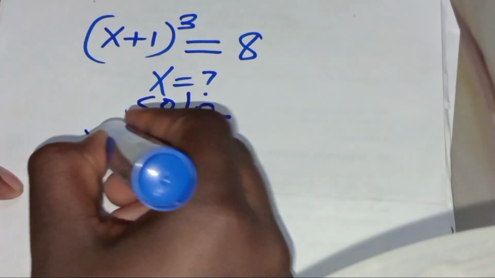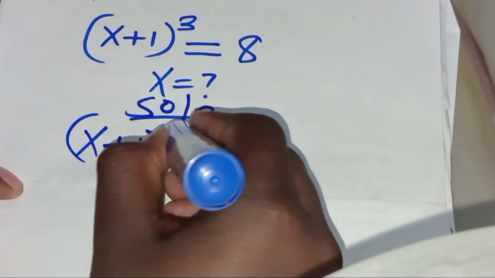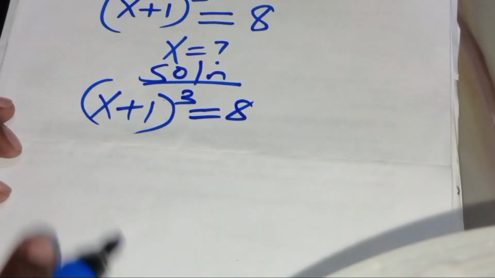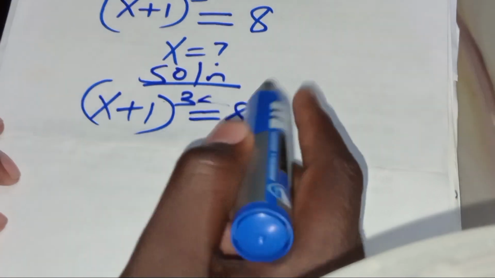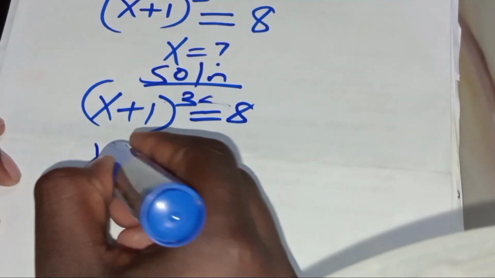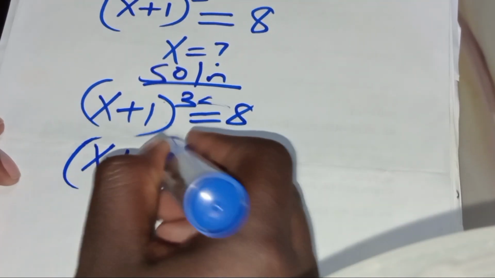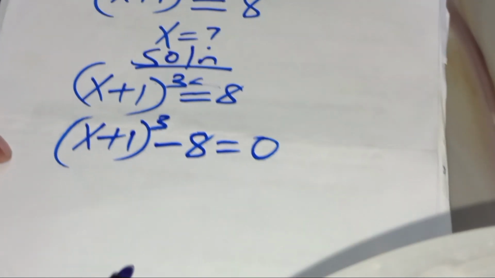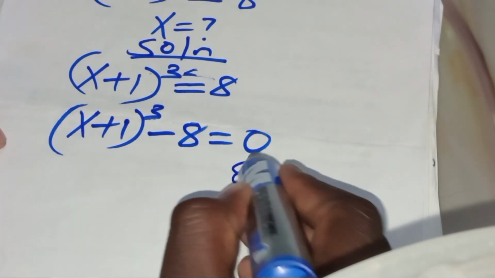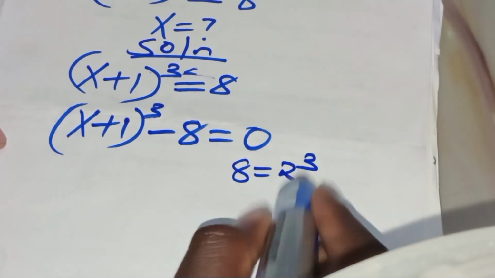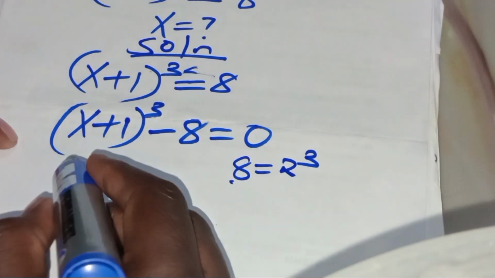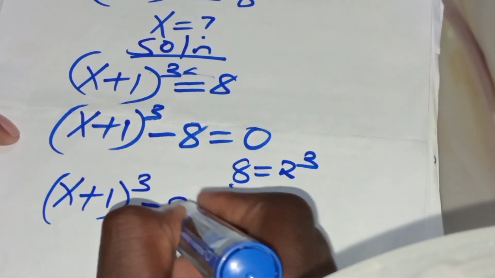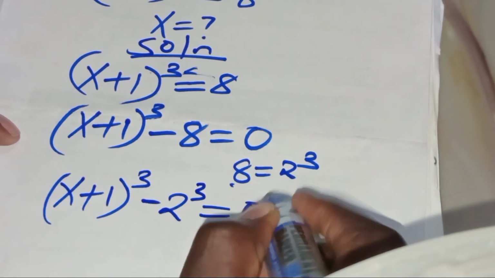We have that (x + 1)^3 is equal to 8, okay? So we can take this 8 to the left-hand side, so that we have (x + 1)^3 - 8 = 0. Now, we can express 8 as 2^3. So let us express 8 as 2^3. We will have (x + 1)^3 - 2^3 = 0.